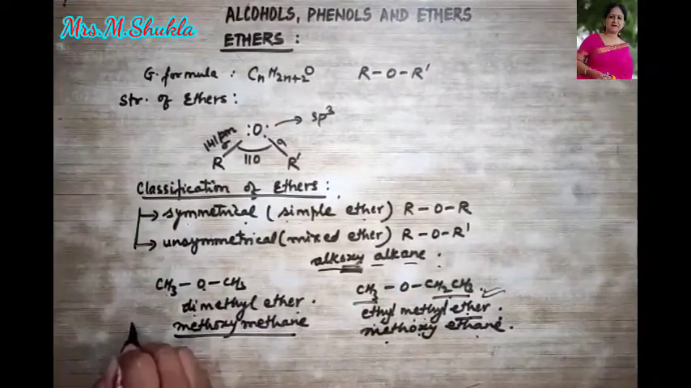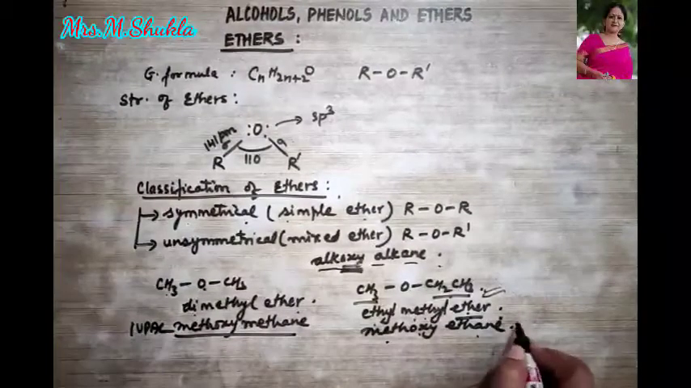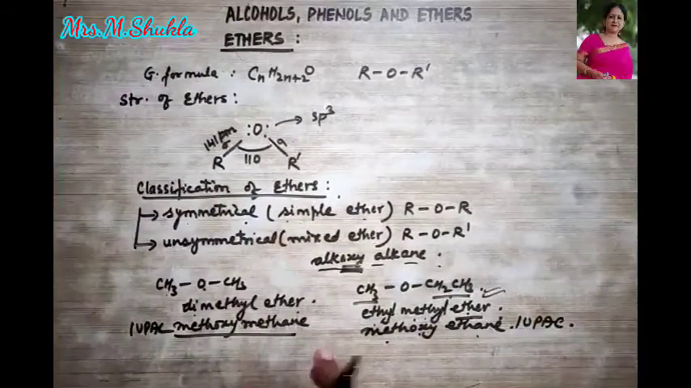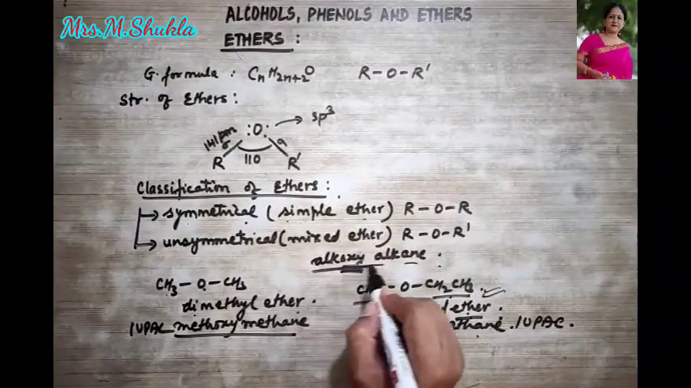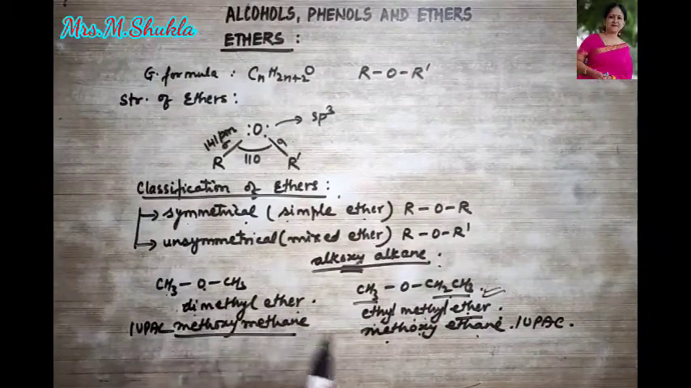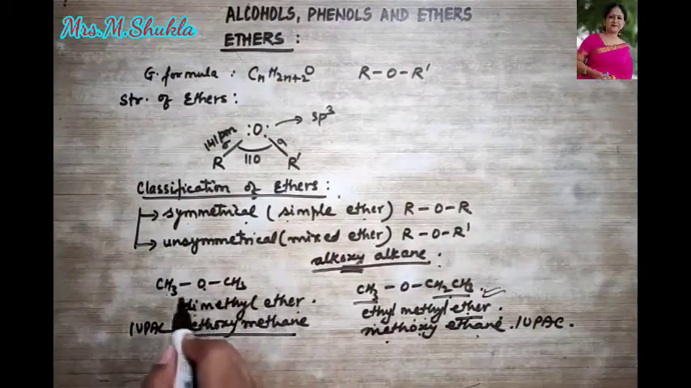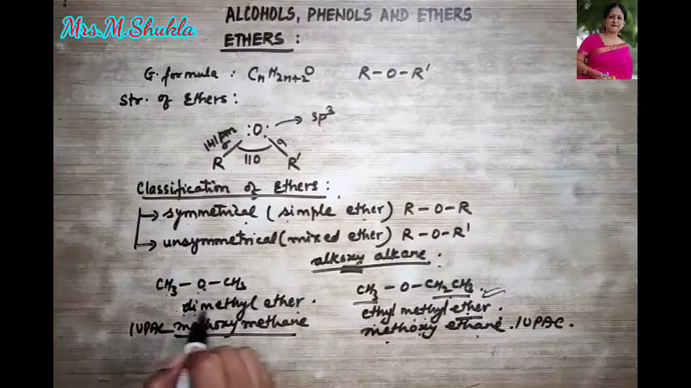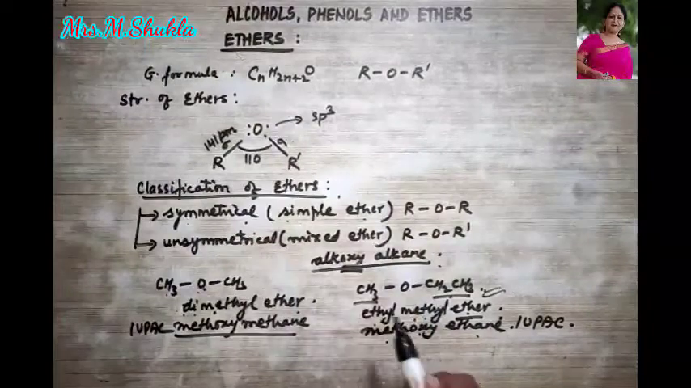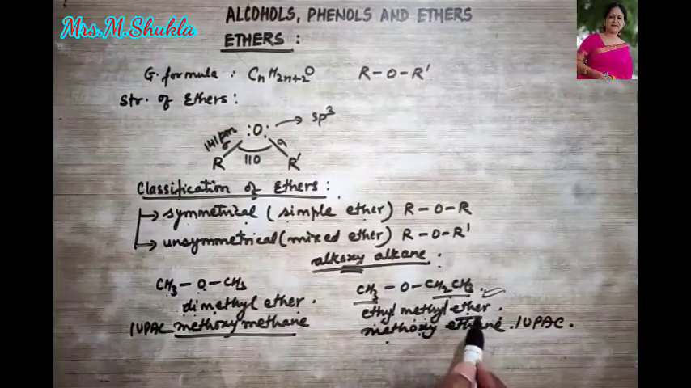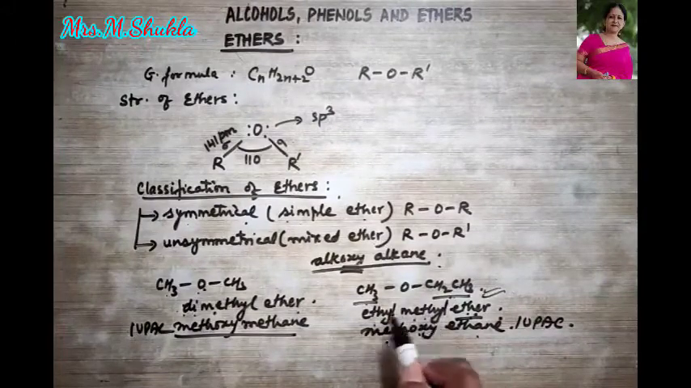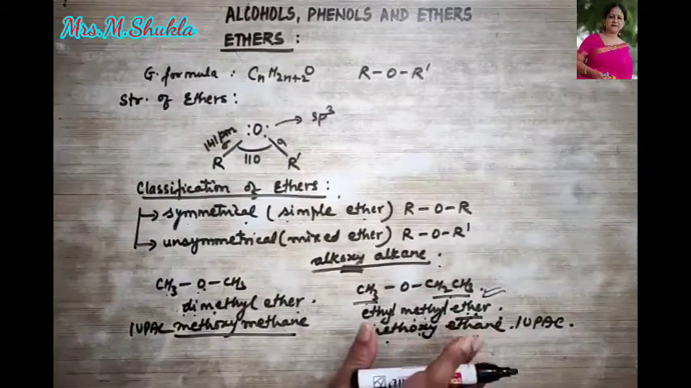So this was the IUPAC name, and this is the common name given to it. In the IUPAC name we are using alkoxyalkane. And in the common name, if it is a simple ether, then the word di will be used over here. If it is a complex or mixed ether, then the word ether has to come, but the alkyl groups have to be written in alphabetical order.